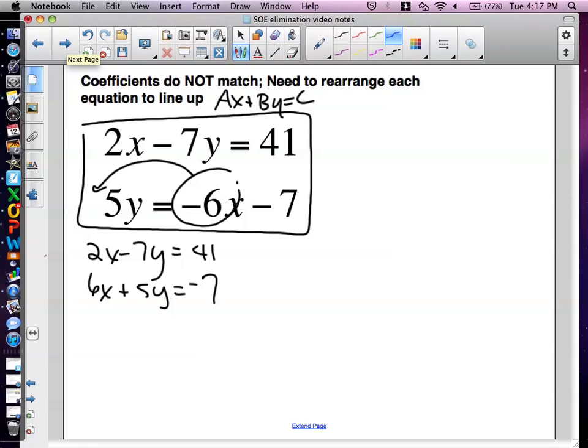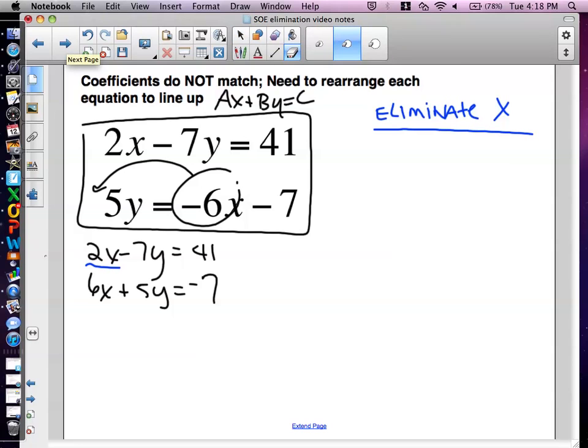In this particular system, in the video, I'm going to choose to eliminate the x. The reason I chose to eliminate x is, if I can give the x right here a coefficient of positive 6, then I don't have to do anything to the second equation. So I've cut down on my workload as well as the possibility that I could make a mistake in my calculations. So try to find the most efficient method for working.